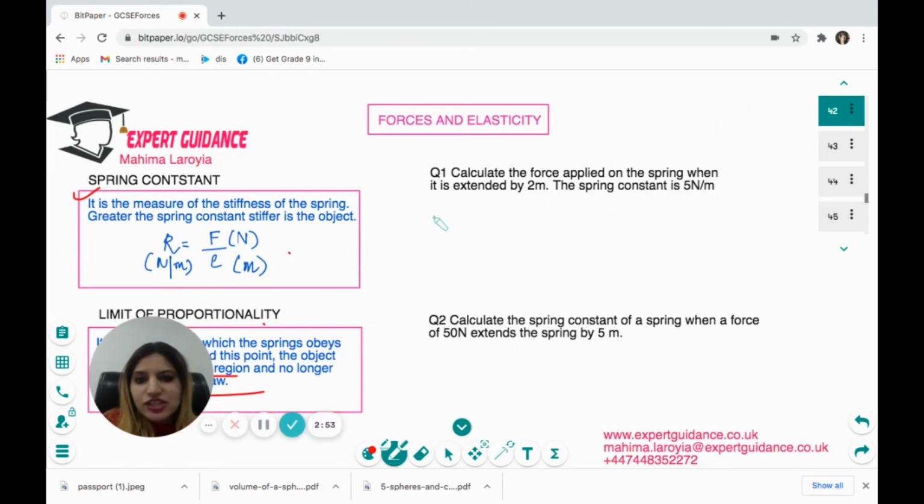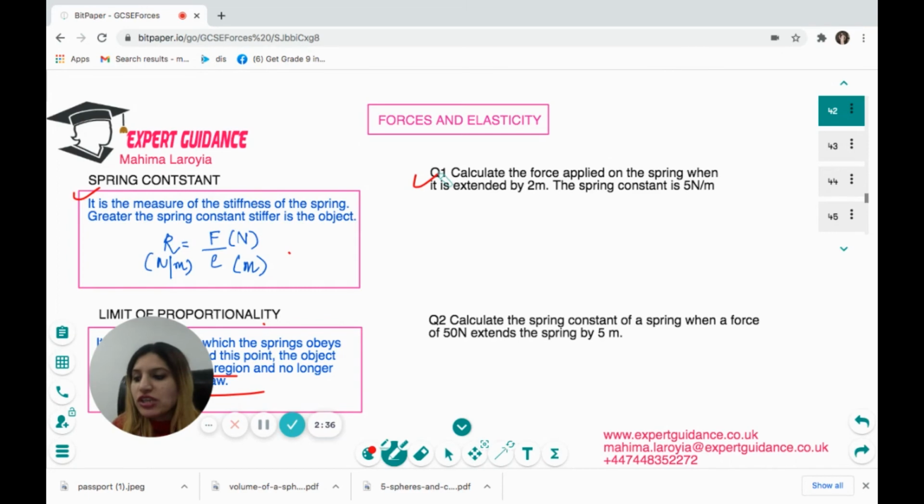Okay, now let us look at two examples. First is, calculate the force applied on the spring where it is extended by 2 meters and the spring constant is given to you. And in the second question, they ask you to work out the spring constant when the force is 50 newtons and the spring is extended by 5 meters.